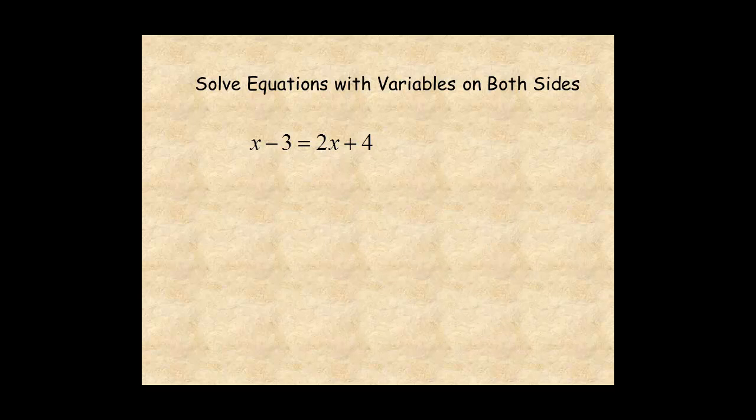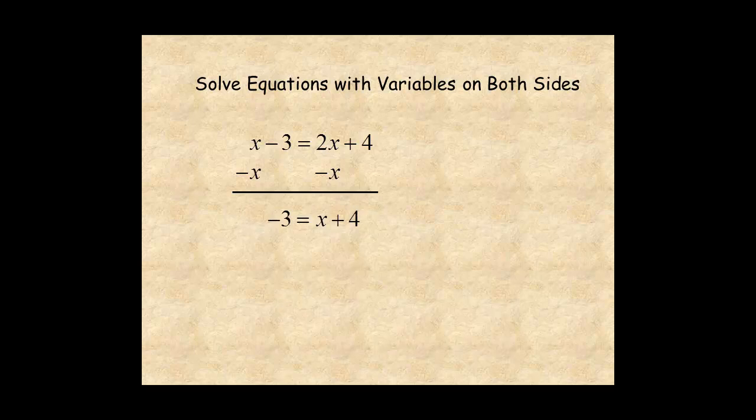For this last equation, there's an x and a 2x on either side of the equal sign. This time, we're going to combine the x variables on the right side of the equation. So use the inverse operation and subtract x from both sides. On the right, 2x minus x equals x. On the left, x minus x equals 0. This gives negative 3 equals x plus 4.